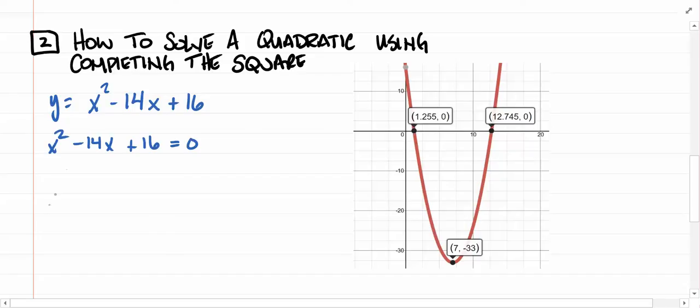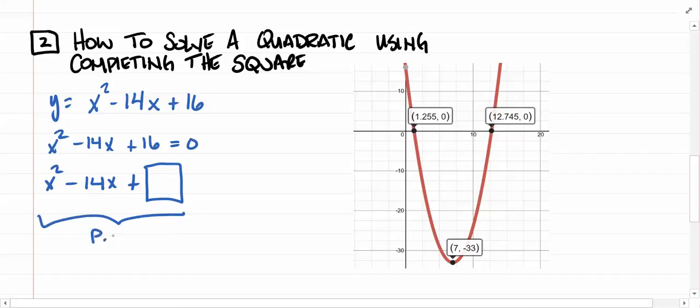Okay, now let's create a perfect square trinomial. So we're going to do x squared minus 14x plus something, okay? I'm going to leave a space there because I'm going to add a number to this side to create a perfect square trinomial on the left-hand side, okay? So I'm going to move my 16 to the other side, so this would be negative 16.